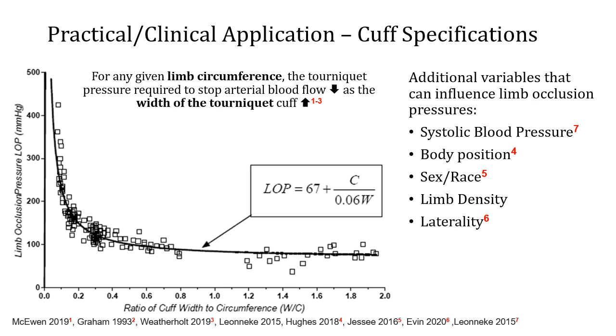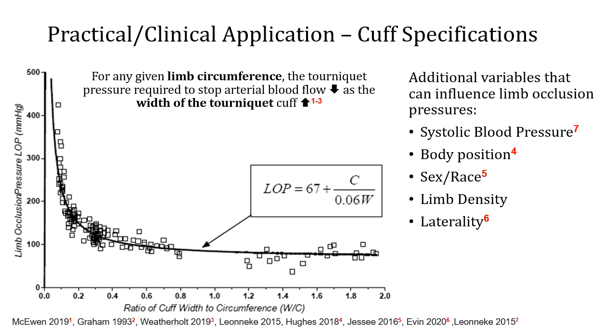The additional variables that influence the necessary pressure beyond just the width of the cuff are going to be systolic blood pressure, body position of the individual at the time of taking the pressures, the sex and race of the individual, the limb density in regards to body adiposity, as well as the bone.